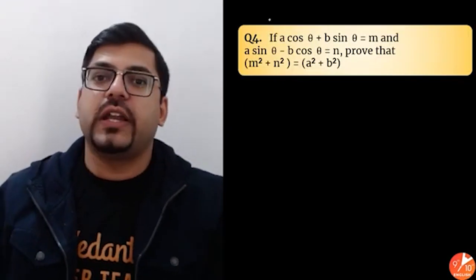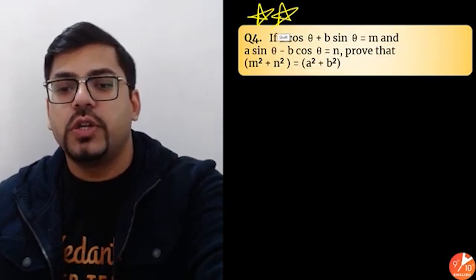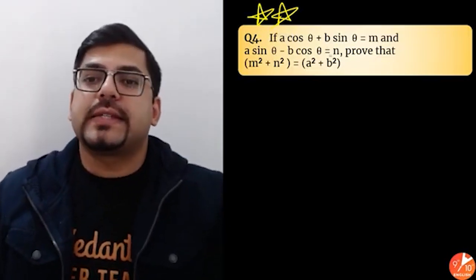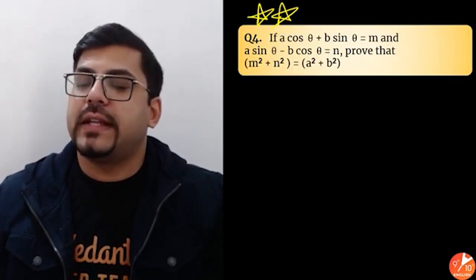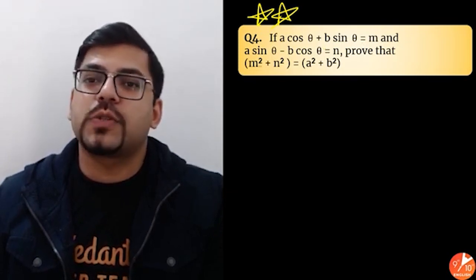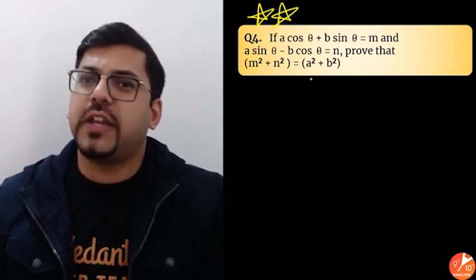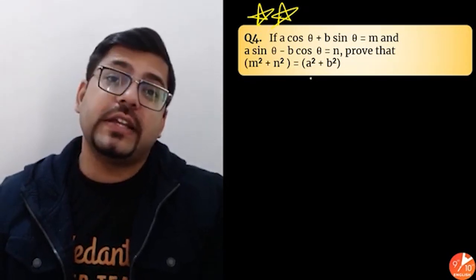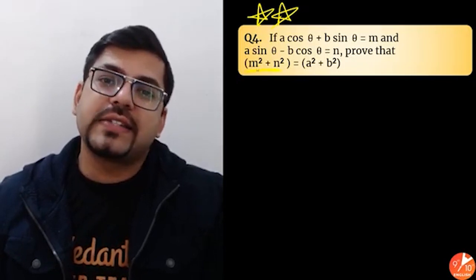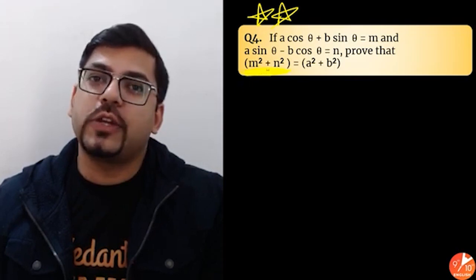This is the next question, again a beautiful one, so you can put a star mark here. This is an important question. The question says that a cos theta plus b sin theta equals m, and a sin theta minus b cos theta equals n. Prove that m square plus n square equals a square plus b square. It's a very easy question, because the question itself says what you need to do: square them, then add them.